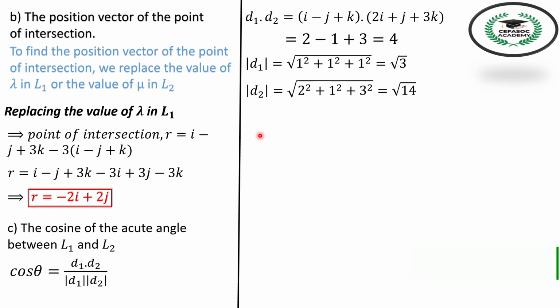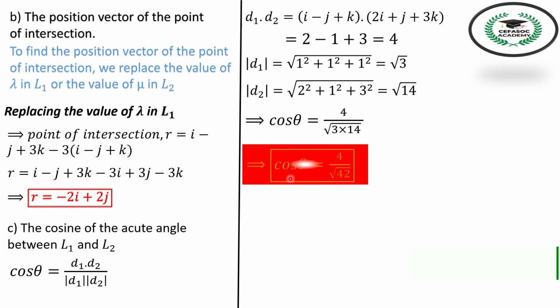So we replace it in our formula. We have that cos theta will be 4 all over the square root of 3 times 14, which implies that cos theta is 4 all over the square root of 42, because it said find the cosine of the acute angle, not the acute angle itself. So this is the cosine of the acute angle here.